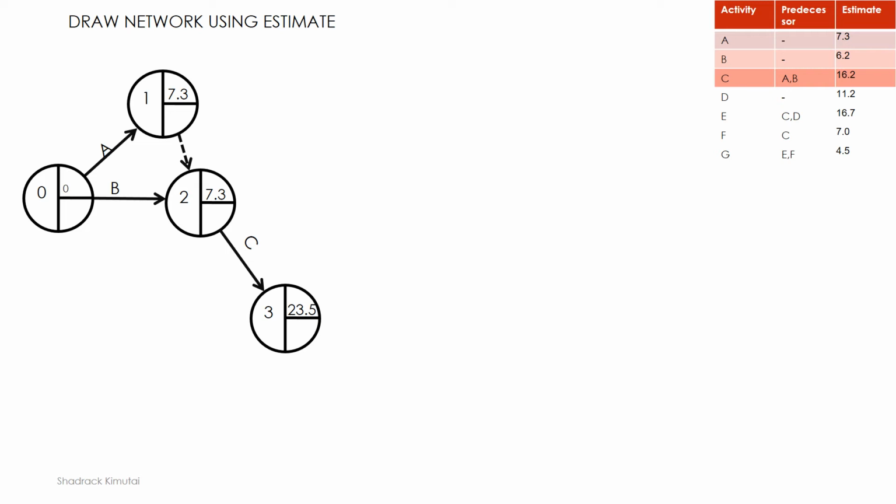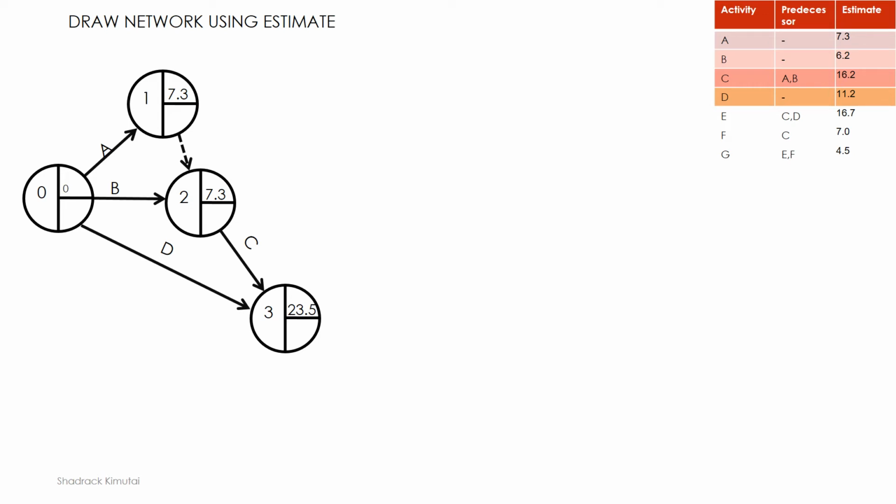That means the time that C is going to start is at the earliest 7.3. So 7.3 plus the duration, the estimated duration of C, which is 16.2, will give us 23.5. Moving on, we'll have the next activity, which is D.